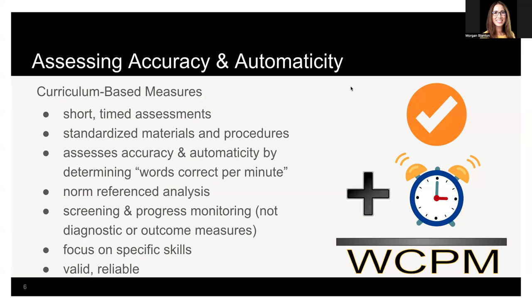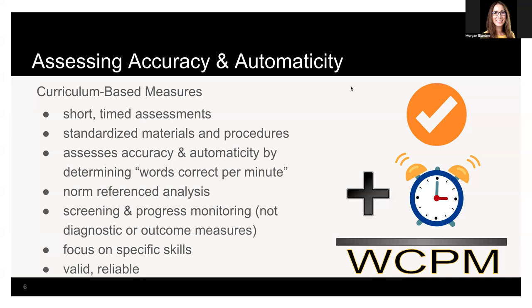They are norm referenced, meaning that however many words correct per minute a student reads, it's compared to other students in a similar age group. They are often used for screening and progress monitoring. They're not necessarily the best choice for diagnostic or outcome measures, but we do use them widely to help us identify students who may need additional support and to monitor our progress when we're providing interventions.